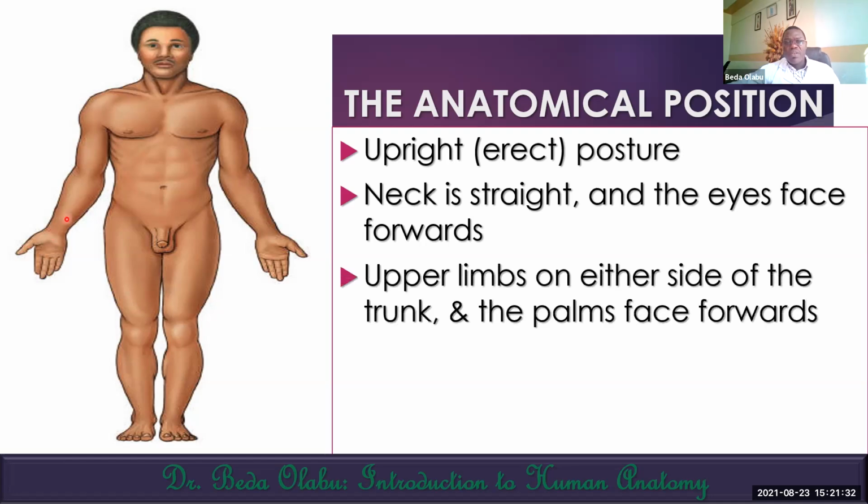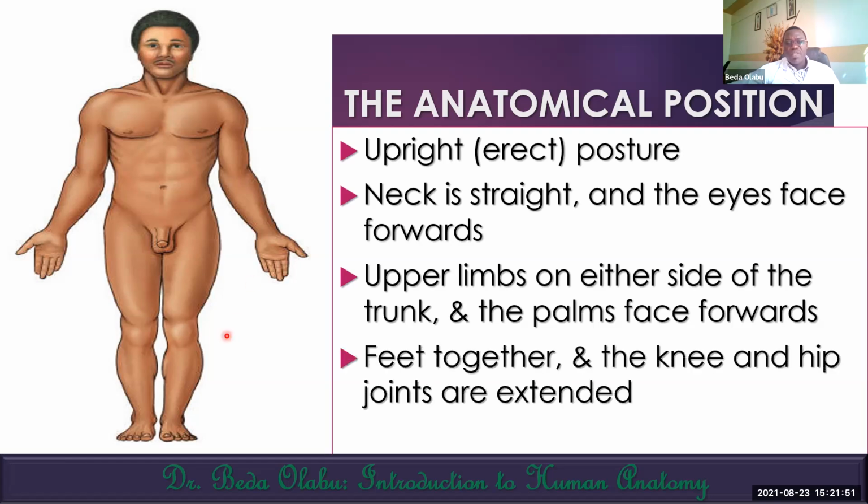The upper limbs are on either side of the trunk, as we can see. And importantly, look at the hand. The palm of the hand faces forwards as opposed to backwards or sides. Look at the feet of the person. The feet are together. The knee is straight, or we can use the term extended. The hip is also straight, we can use the term extended. So this is the anatomical position of man.